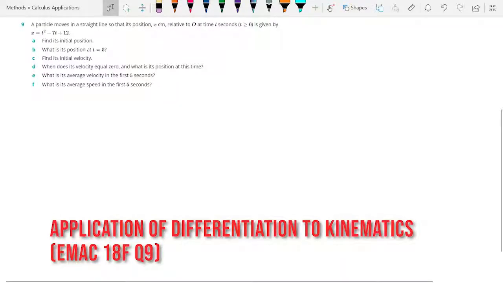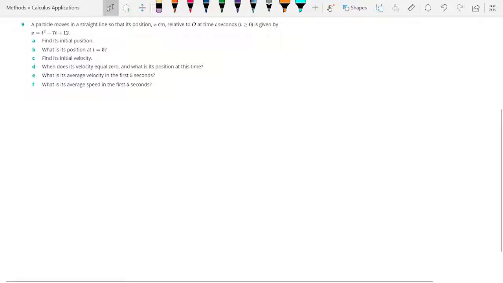This question involves what's called kinematics. We've got a particle that's given by the formula x equals t squared minus 7t plus 12, and we're asked to find its initial position, its position at t equals 5, its initial velocity, when its velocity equals 0 and what position it is at that time, and then its average velocity and speed over the first 5 seconds. So the skills we're going to need to use here all involve differentiation and just interpreting what the question is actually asking us to do.